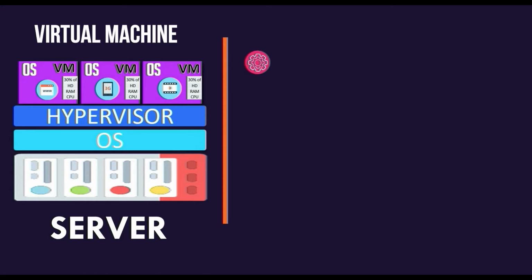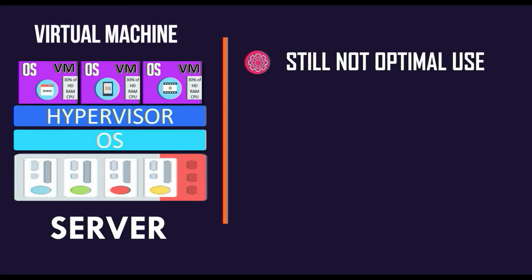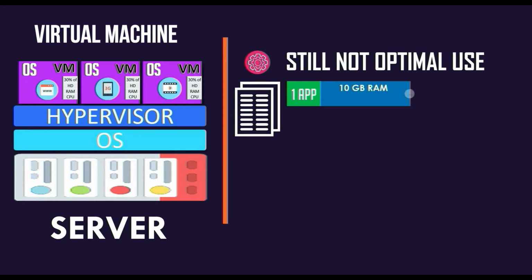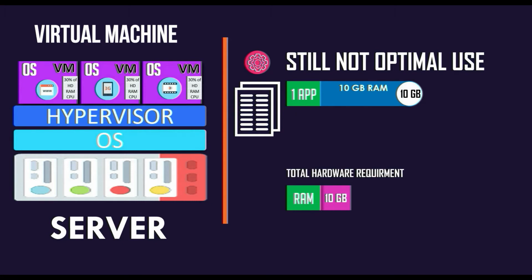Of course not, right? On top of that, let's say your application needs 10 GB RAM. So total hardware requirement as of now is 10 GB. But of course, since it is a virtual machine, a separate operating system has to run for the application. Let's say additional 5 GB for running operating system. Now the total RAM requirement for one application is 15 GB.